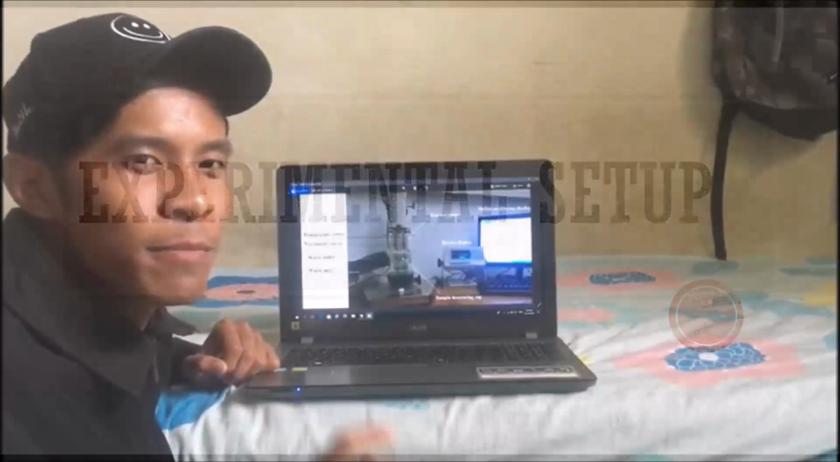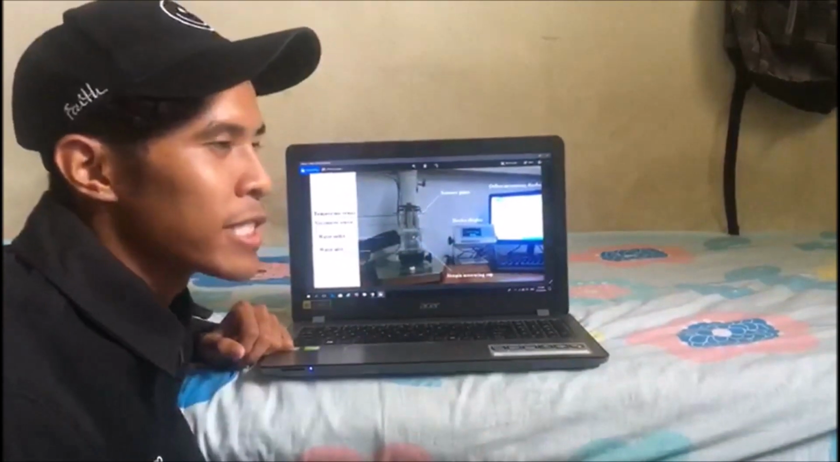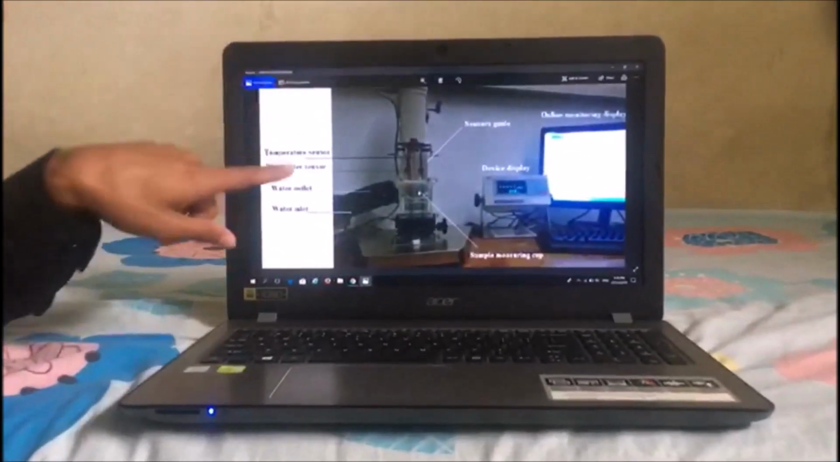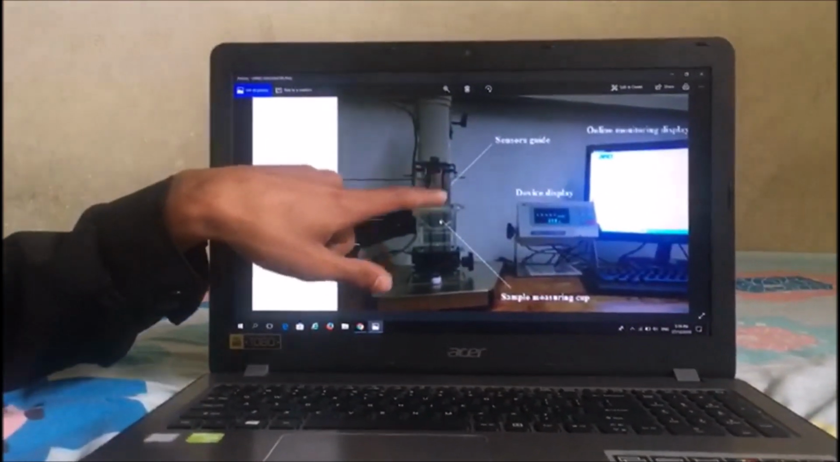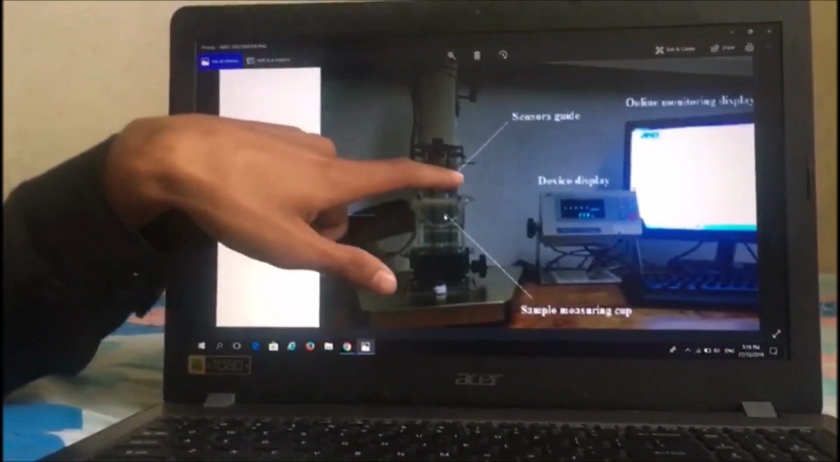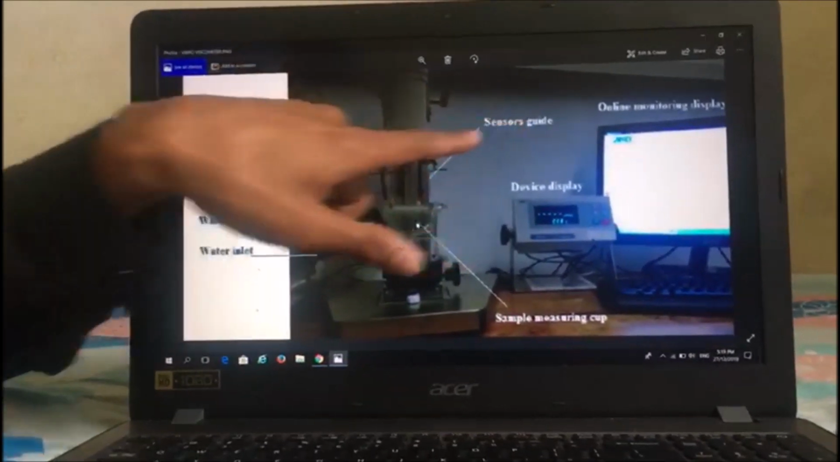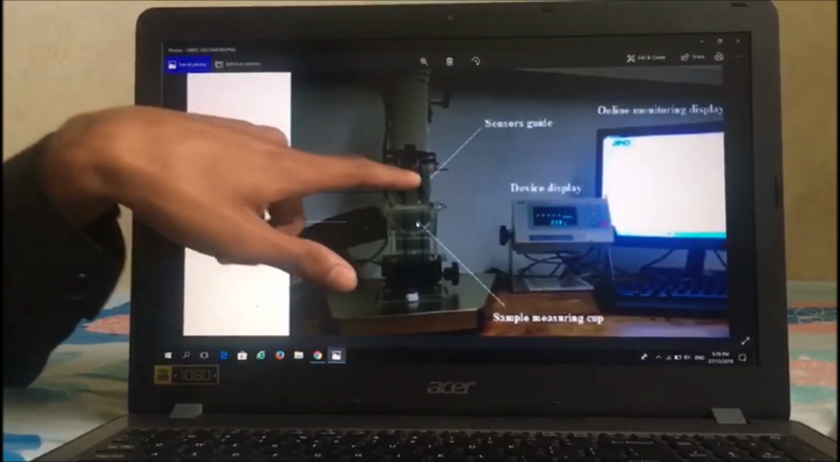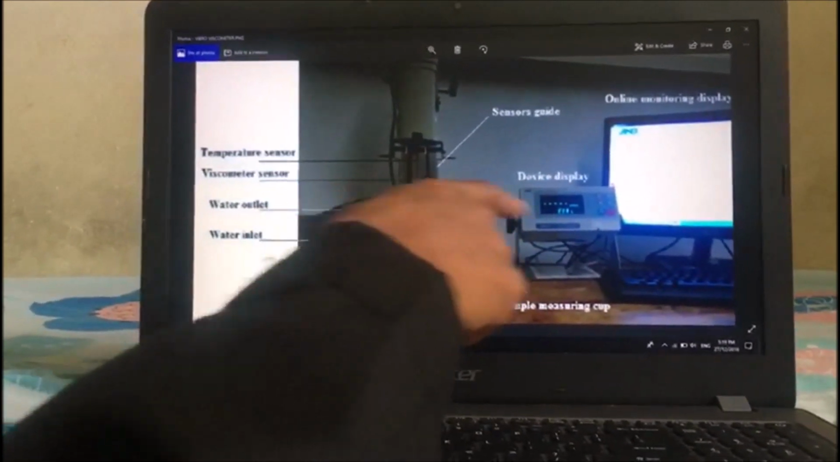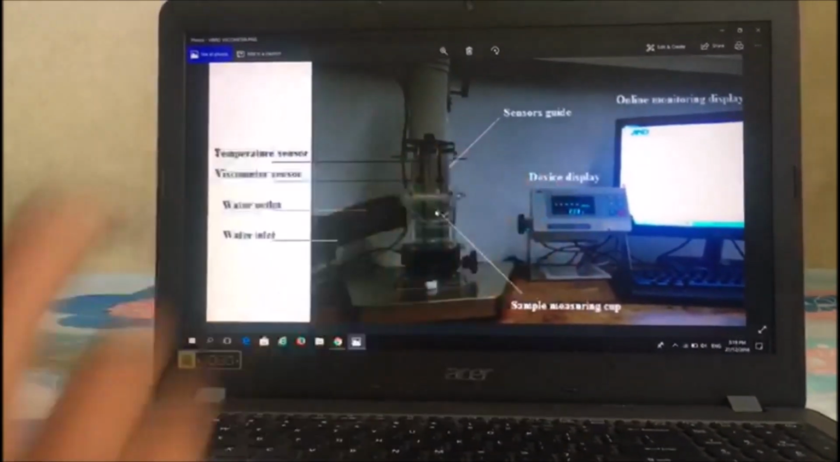Okay, next I will explain to you about the viscosity experiment. This is a temperature sensor at the middle. This is the viscometer sensor, and this is a protection for the sensor. This is a cup for the sample, and this is a device display.